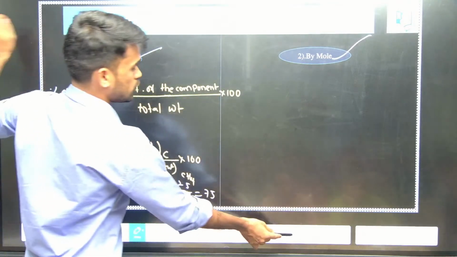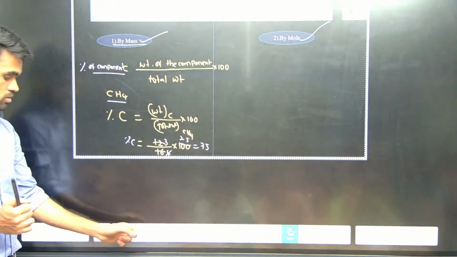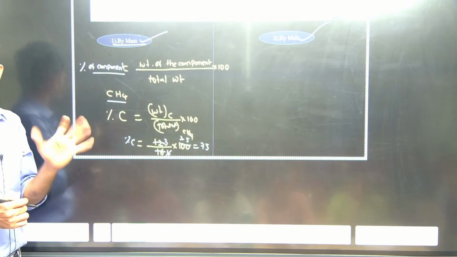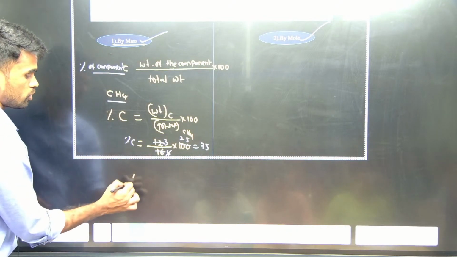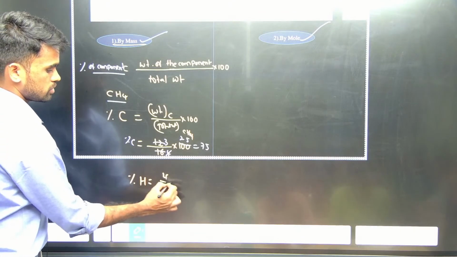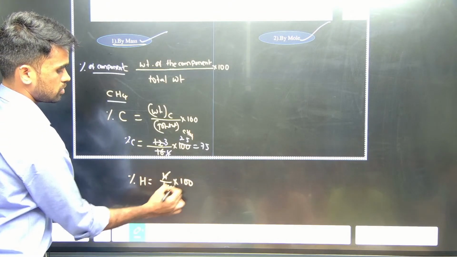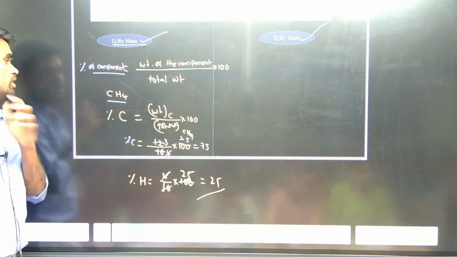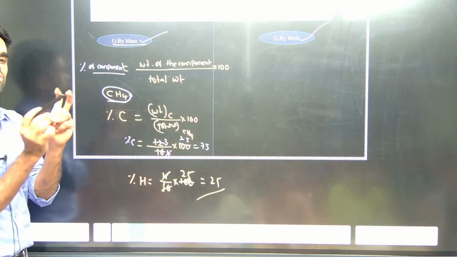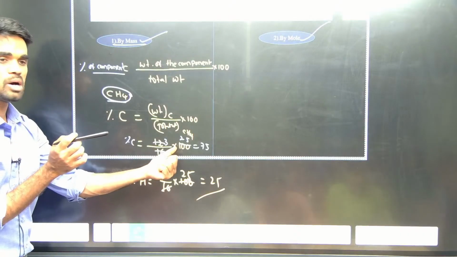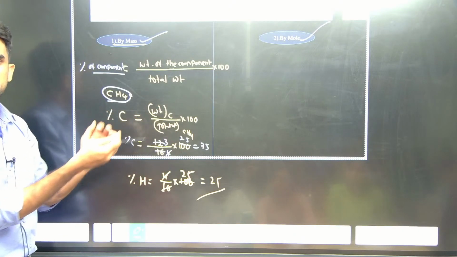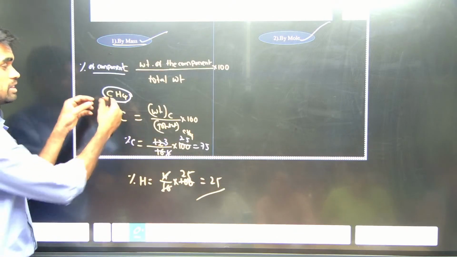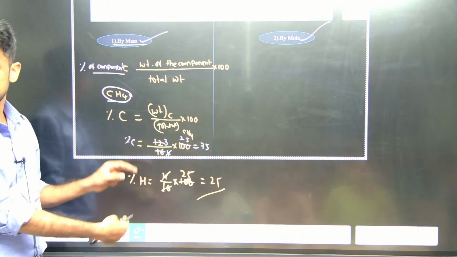Similarly, if I ask you for the percentage of hydrogen, 4 by 16 into 100. So you are going to get it as how much? 25. Whenever there are only 2 components, if you get one component, 100 minus that component gives the remaining component, like 100 minus 75. But if they specifically mention 3 or 4 components, it is better to do each separately like this. Okay, is this clear?